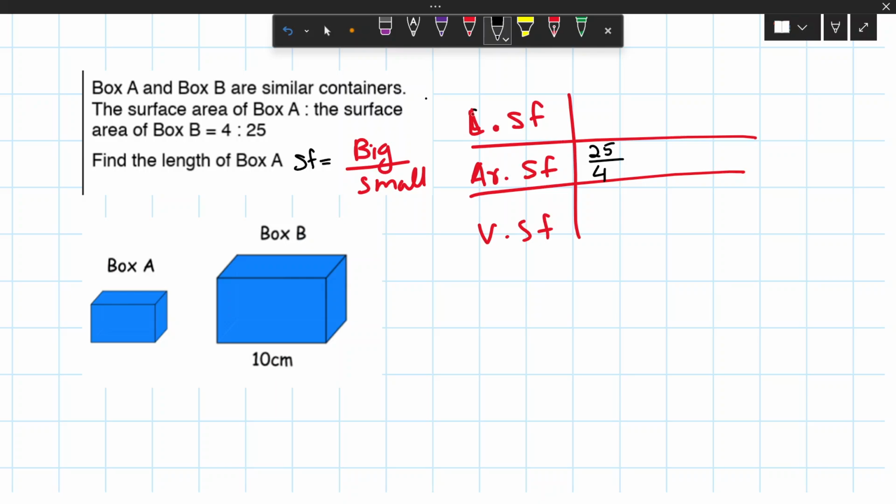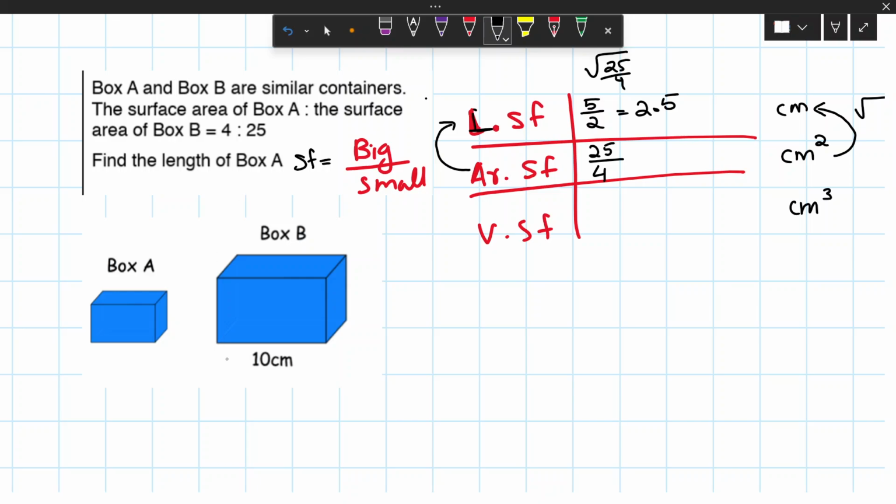So if I want to go from area scale factor back to my length scale factor, remember area is centimeter squared, meter squared, anything squared. Length is just normal length, and your volumes would be centimeter cubed, millimeter cubed, all those cubes. So how do you go from square to normal? You would square root it. So that would be square root of 25 over 4, which is 5 over 2, and that is 2.5. So you found your length scale factor, which is 2.5.